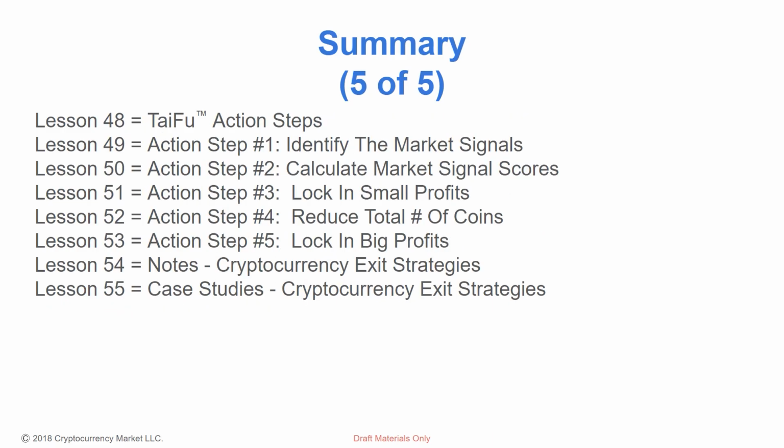There are 5 action steps that we need to take. The first action step is to identify the market signals, and then the second action step is to calculate the market signal scores, and then the third action step is to lock in small profits. The fourth action step is to start reducing the total number of coins we have in the portfolio, and the action step number 5 is when we lock in big profits in our portfolio.